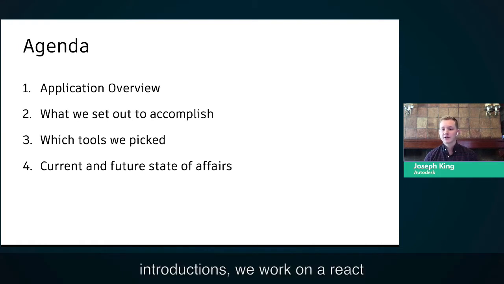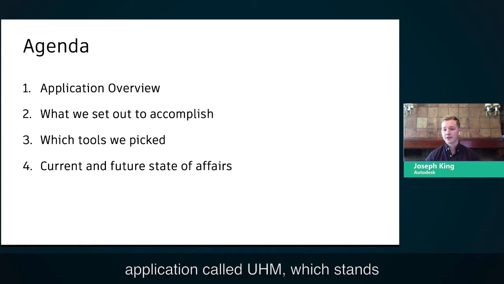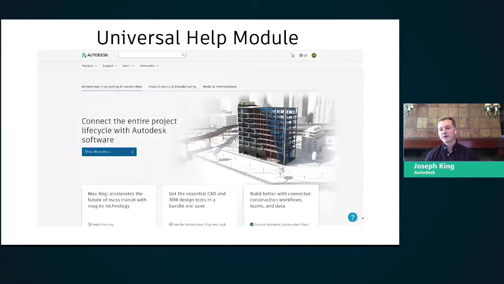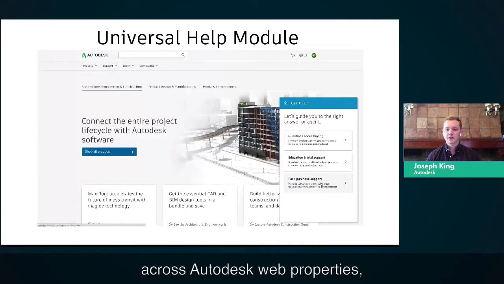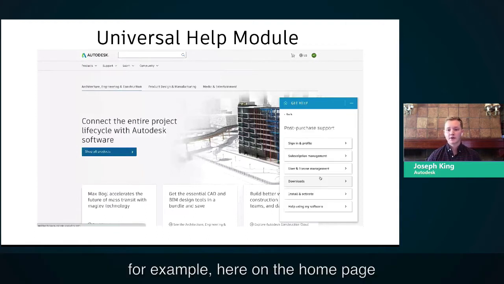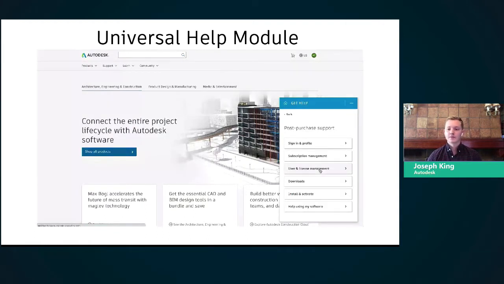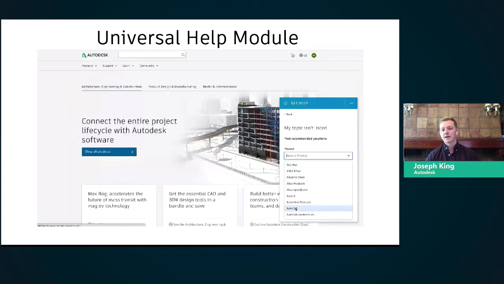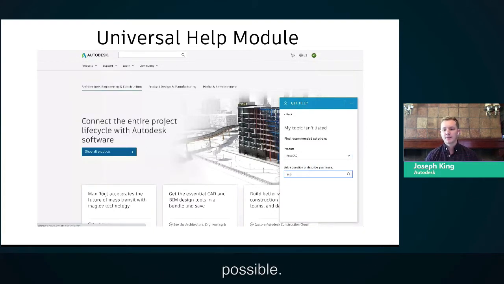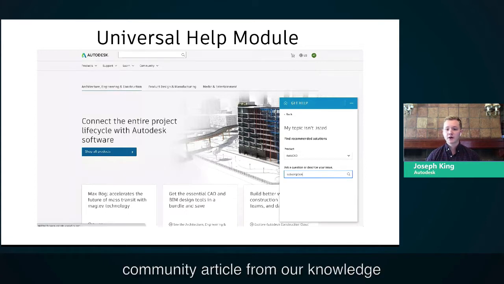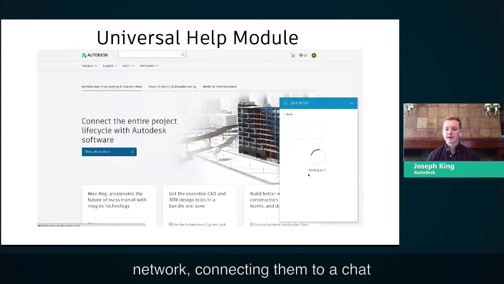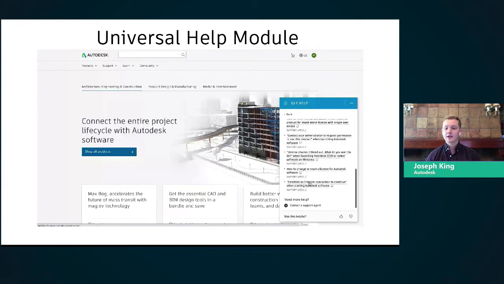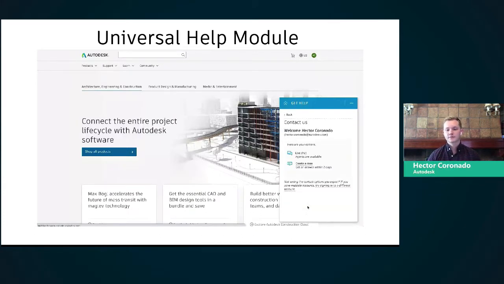As we mentioned in our introductions, we work on a React application called UHM, which stands for Universal Help Module. UHM can be found in many places across Autodesk web properties, for example, here on the homepage of Autodesk.com. Our goal with UHM is to guide users to the help and answers they need as quickly and as accurately as possible. That may be finding them the right community article from our knowledge network, connecting them to a chat agent, leveraging our AI chatbot Ava, or any other number of solutions.